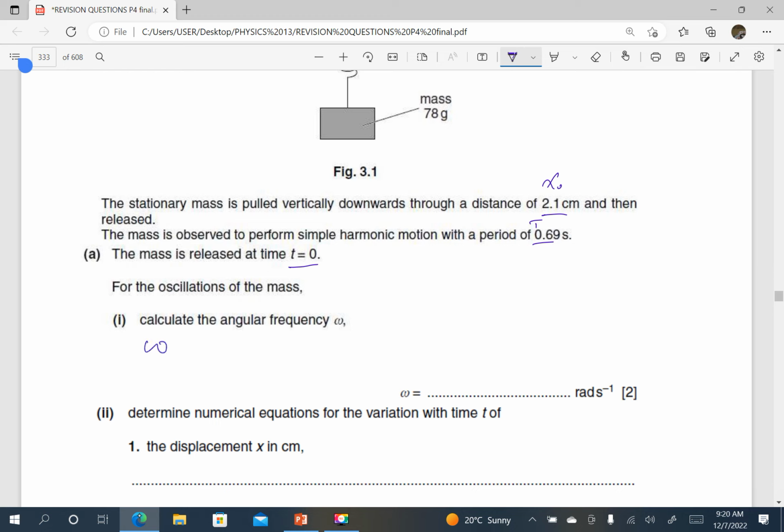For the oscillations of the mass, calculate the angular frequency omega. We already know that omega is 2 pi divided by period. So this is easy. This is 2 pi divided by the period, which is 0.69. We just press our calculator. So this gives me 9.11, or 9.1 if you wish. So I can say 9.1 radians per second.